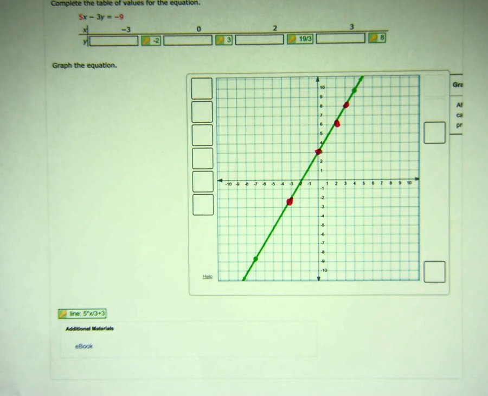Then we have 2 and 19 over 3. Do a quick estimate of 19 over 3. We know 3 can go into 19 like 6 times. So here we go. At 2, we're going to go up 6 times and just a little bit over 6. That's your next dot. And then your last one is 3 and 8. So 3 on the x-axis, you go up 8. You're going to connect your dots now. Notice how it's extending out because you want it to be an actual line.